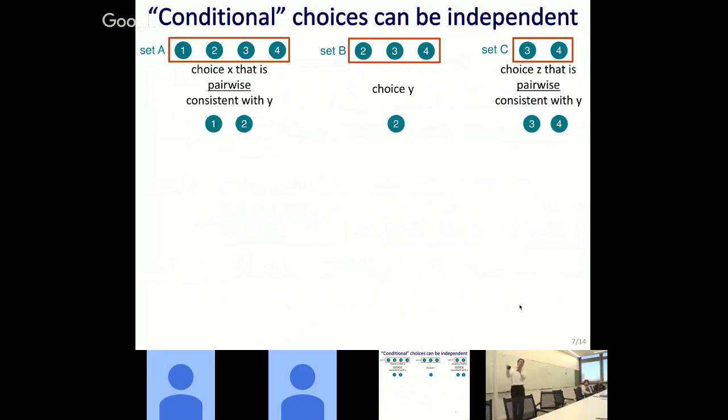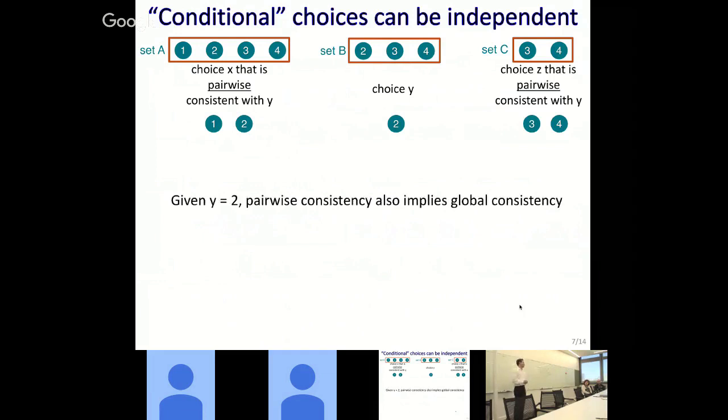But the most remarkable thing now happens. For this example, pairwise consistency between X and Y, and Y and Z, implies global consistency across X, Y, Z. Okay, and that's not always true in general. Here's an example, and the reason for that is if you look at all the possible triplets, there will be 4 of them.